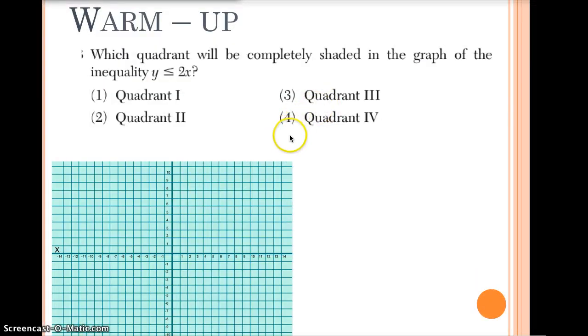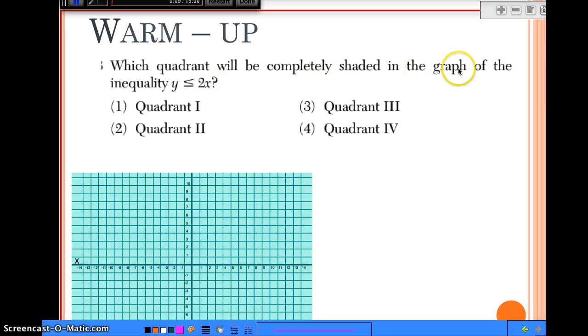Okay guys, here's a warm-up. Put me on pause, give it a shot, and then let me show you how it works. Go ahead, hit pause now. Which quadrant will be completely shaded in the graph of the inequality y is less than or equal to 2x?